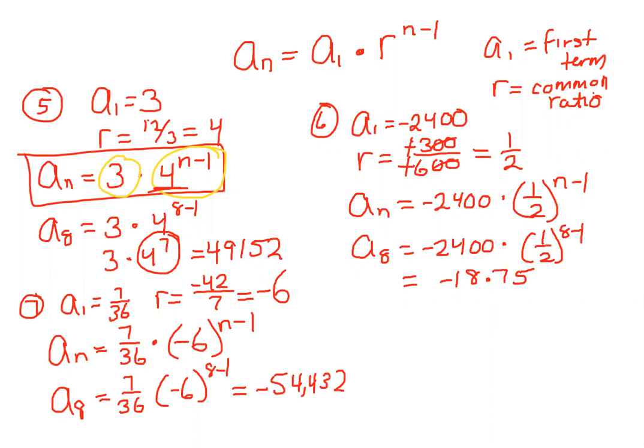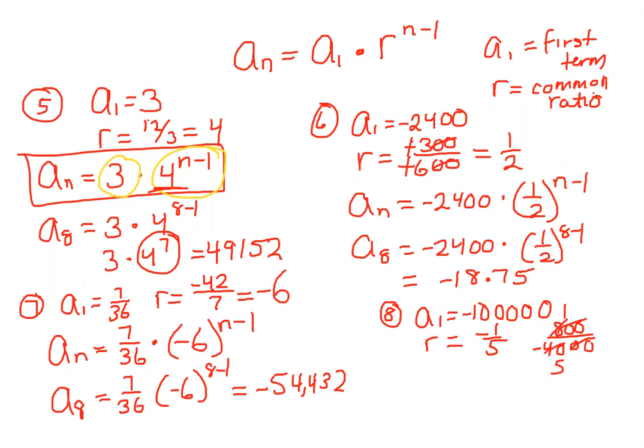And number 8, ooh, look at that one. A1 is, how many zeros is that? 1, 2, 3, 4, 5. And R is, here it is, negative 1/5. Okay, make sure you're dividing the right direction. This would be 800 over negative 4,000. So those cancel, and then 8 goes into there 1, 8 goes into there 5. So you get negative 1/5.